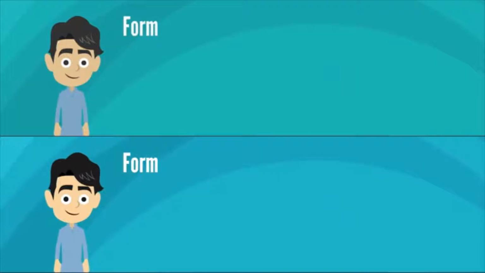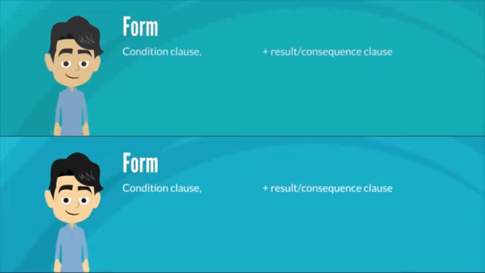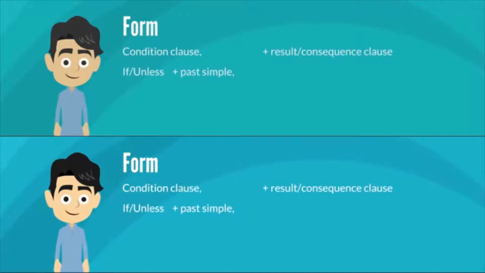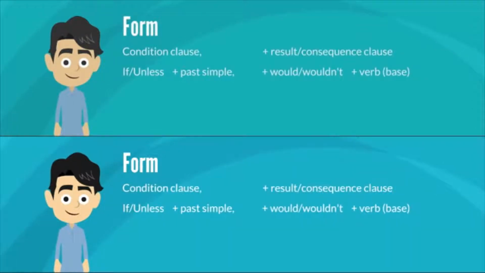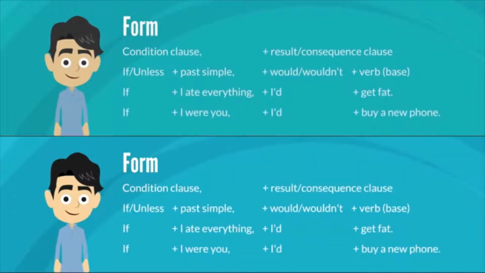The form of the second conditional is condition clause, comma, plus result or consequence clause. The condition clause is if or unless plus past simple, and the result or consequence clause is would or wouldn't plus verb in the base form. For example, if I ate everything, I'd get fat. If I were you, I'd buy a new phone.